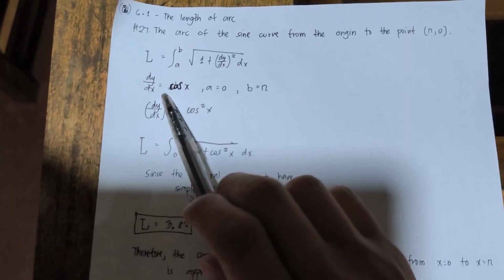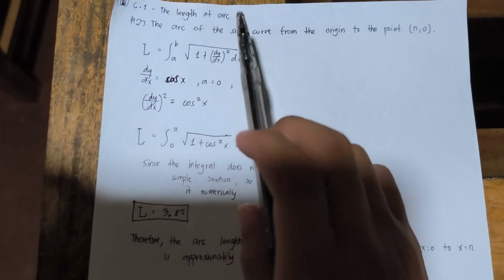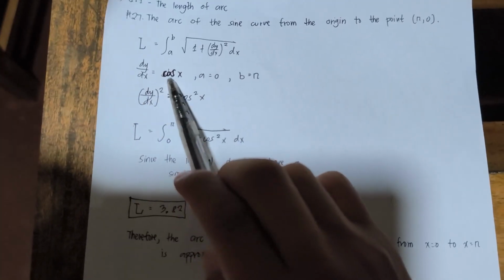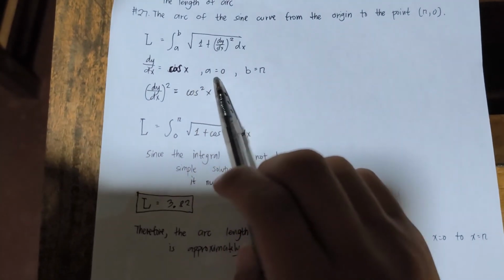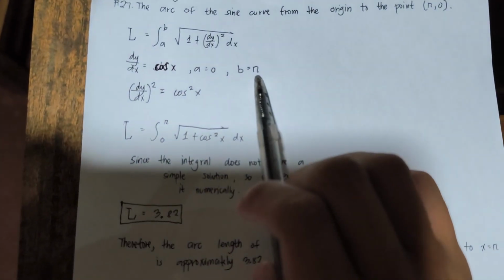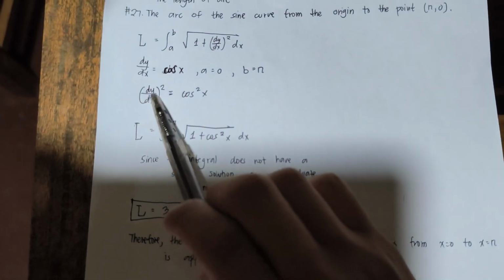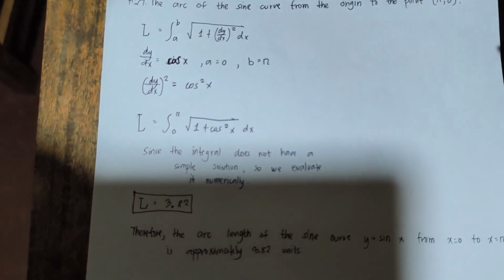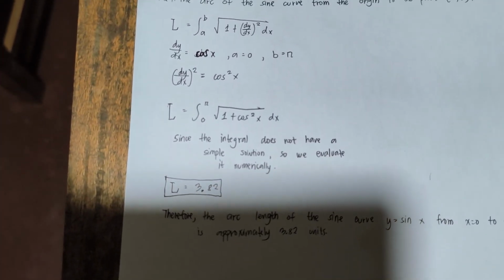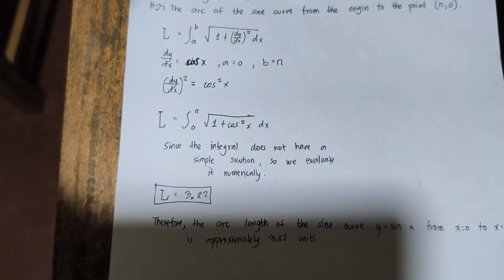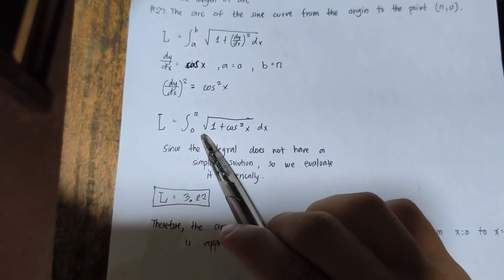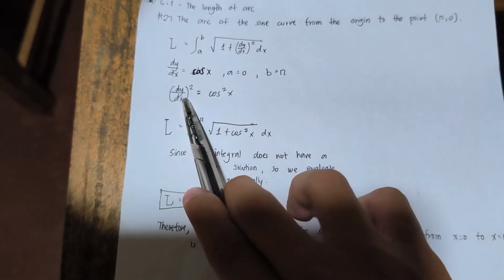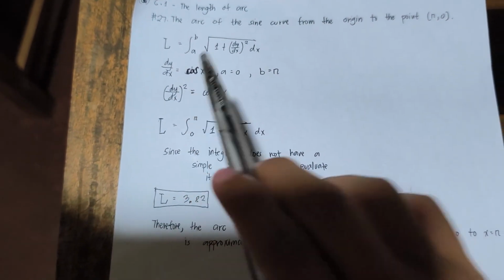Since we are given y equals sine x, we differentiate. So we have dy/dx equals cosine x. Then we have a equals 0 and b equals pi. So (dy/dx) squared is equal to cosine squared x. Next, substitute the given. So we have the integral of the square root of 1 plus cosine squared x, which is the (dy/dx) squared.